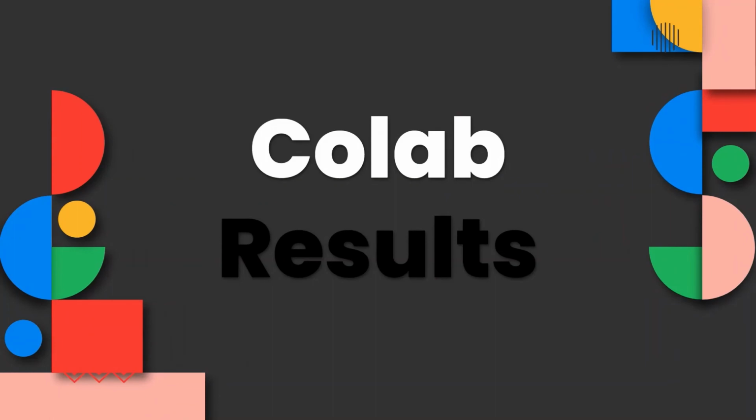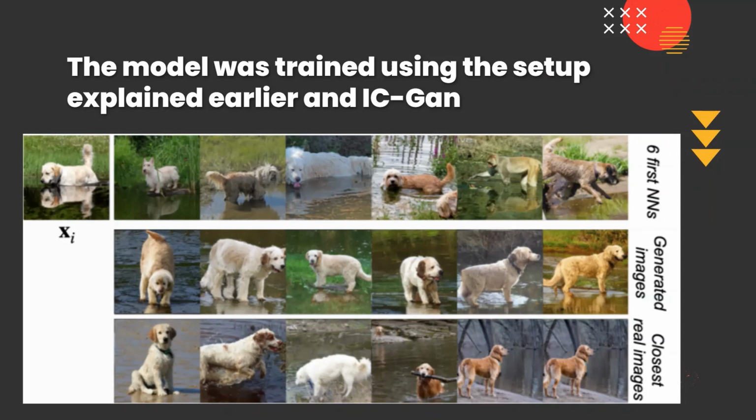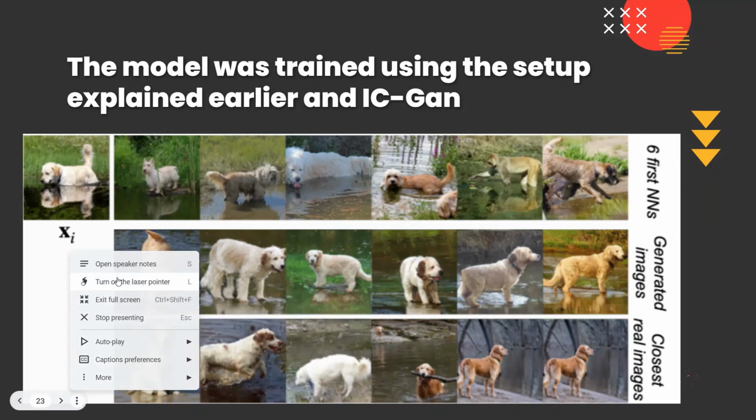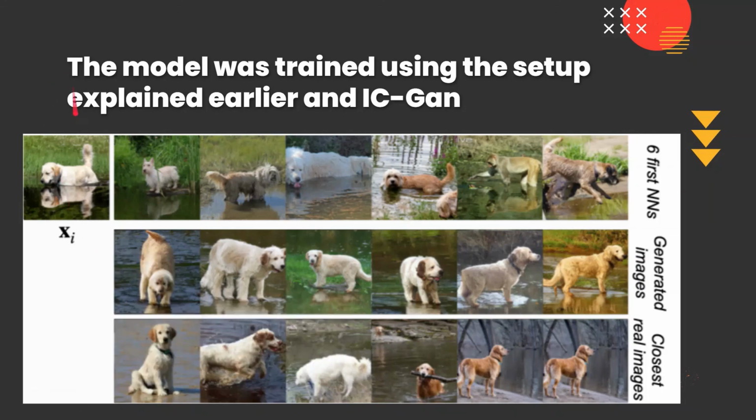These are some collaborations that we found. These are again the results for the ICGAN model. This is our input, and these are all the outputs or the closest neighbors. This compares the ICGAN model with six neural networks, and these are the actual results from the ICGAN model.